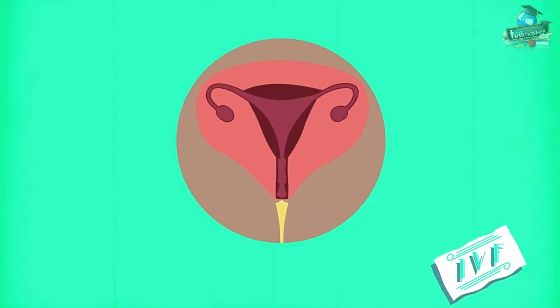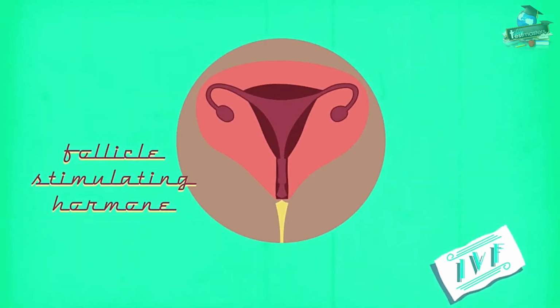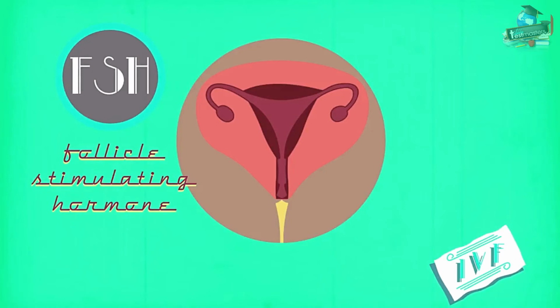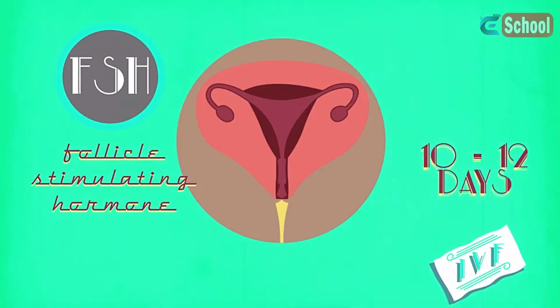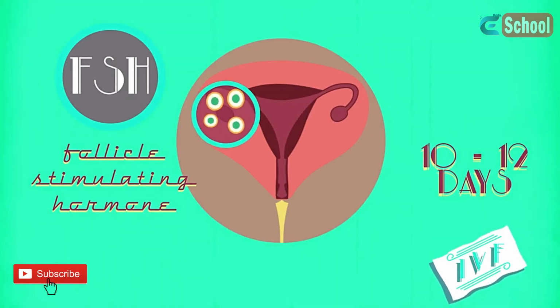The next step is to boost egg supply. This time, lots of follicle-stimulating hormone, FSH, is injected for about 10 to 12 days. FSH increases the number of eggs your ovaries produce. This means that there will be more eggs available to be collected and fertilized in the treatment. More eggs increases the chances of success.